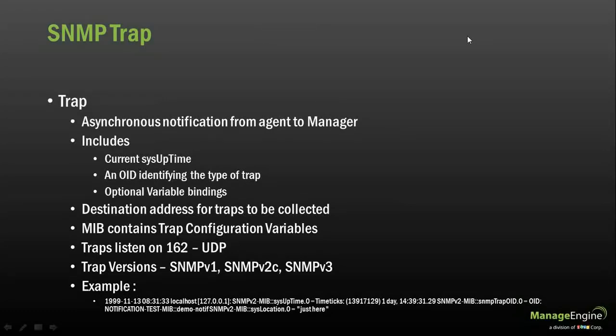MIBs contain the trap configuration variables. Traps usually listen on port 162 over UDP. Traps follow the SNMP version. It could be a SNMP v1 trap, or SNMP v2 trap, or inform, or SNMP v3 notification. An example of a trap has been given on the slide here, and this is how trap information looks like when received by a trap receiver.